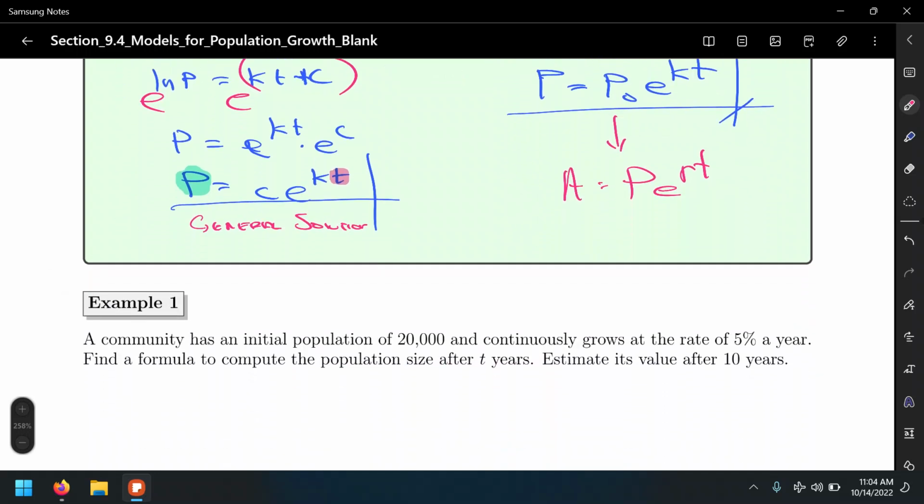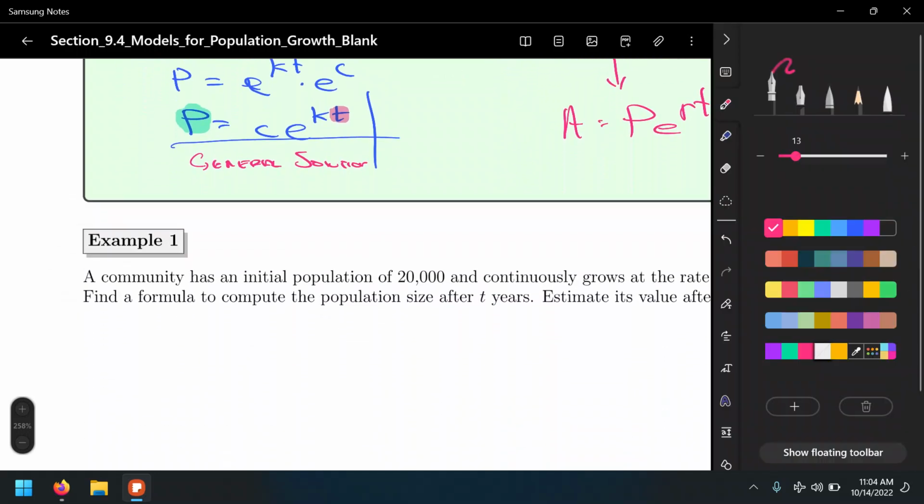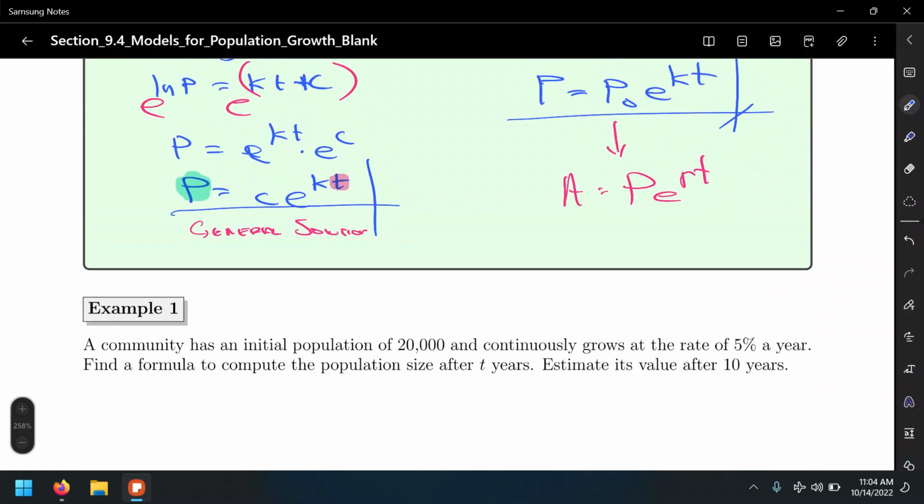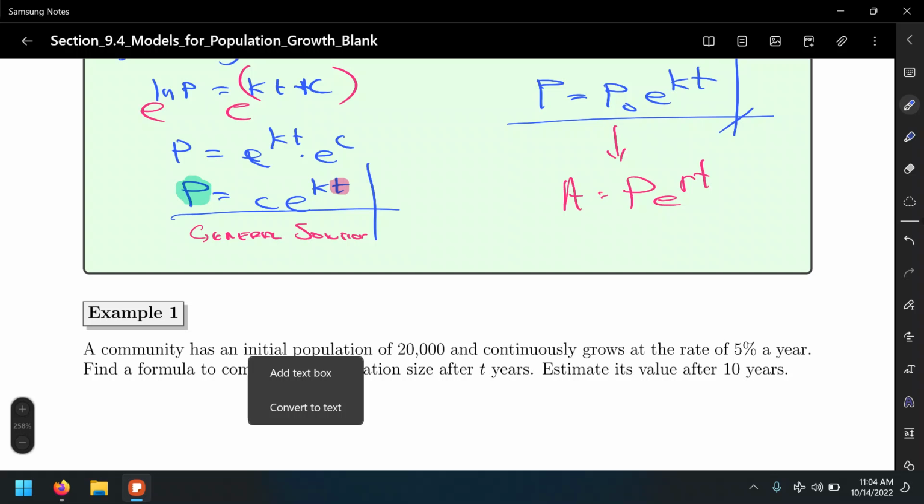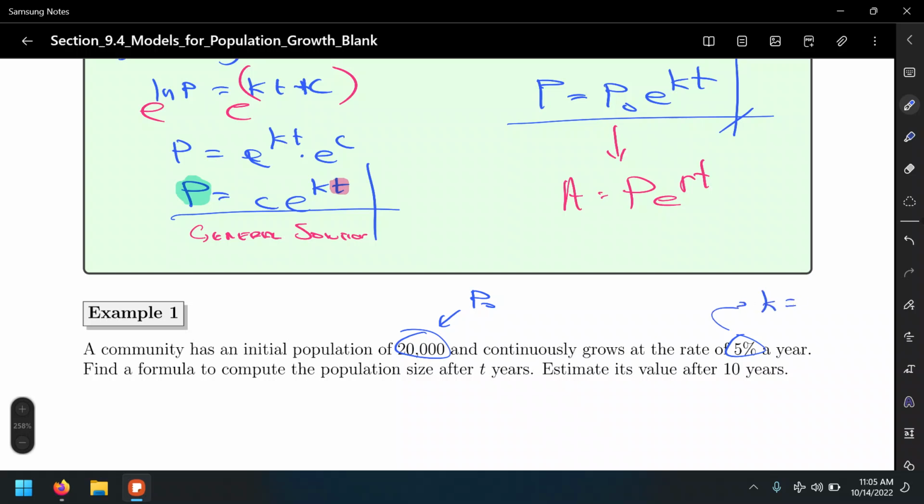So let's solve a very brief problem using this law of natural growth. So, what do we have? A community has an initial population of 20,000 and continuously grows at a rate of 5%. So we can start labeling our pieces of information. This is our P initial, that's the initial population, and the rate, which is 5%, that's actually k, but we don't write these numbers as percent. We actually change them to their corresponding decimal versions, which in this case is 0.05.